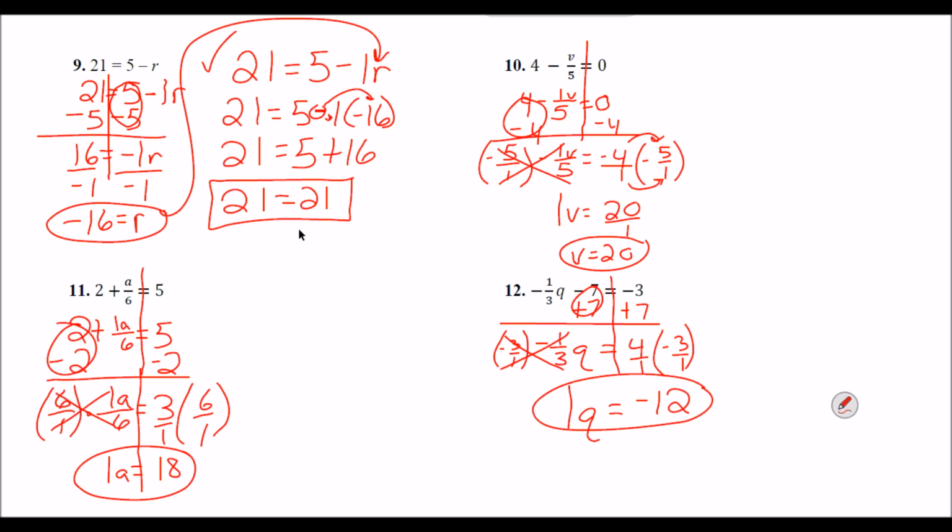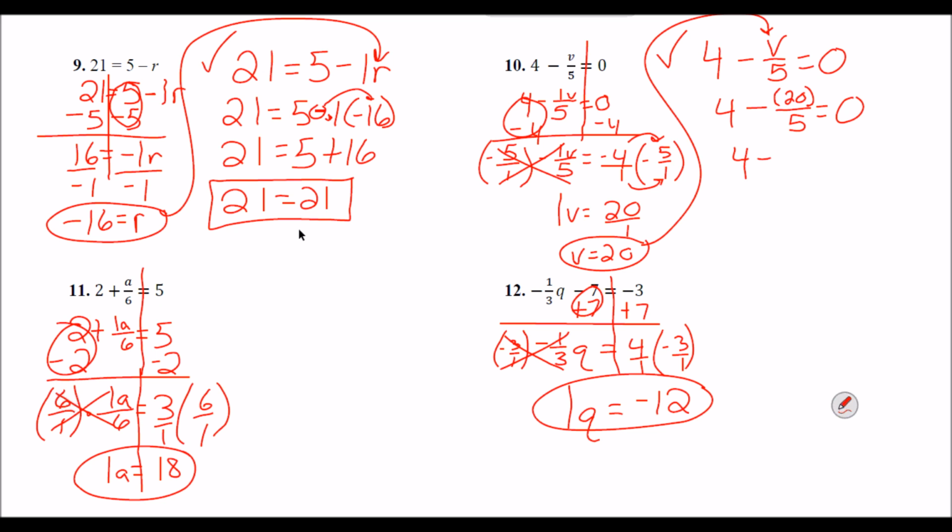Number 10, to check, we have 4 minus b divided by 5 equals 0. You could put that 1 in here, but in this case, it's actually a little bit easier if you leave it out, so I'm going to. We have 4 minus 20 goes on the top of the fraction in parentheses, divided by 5 equals 0. So again, division comes first, so 20 divided by 5 makes 4. Now we do subtraction. 4 minus 4 is 0. So the left and right side do equal each other.